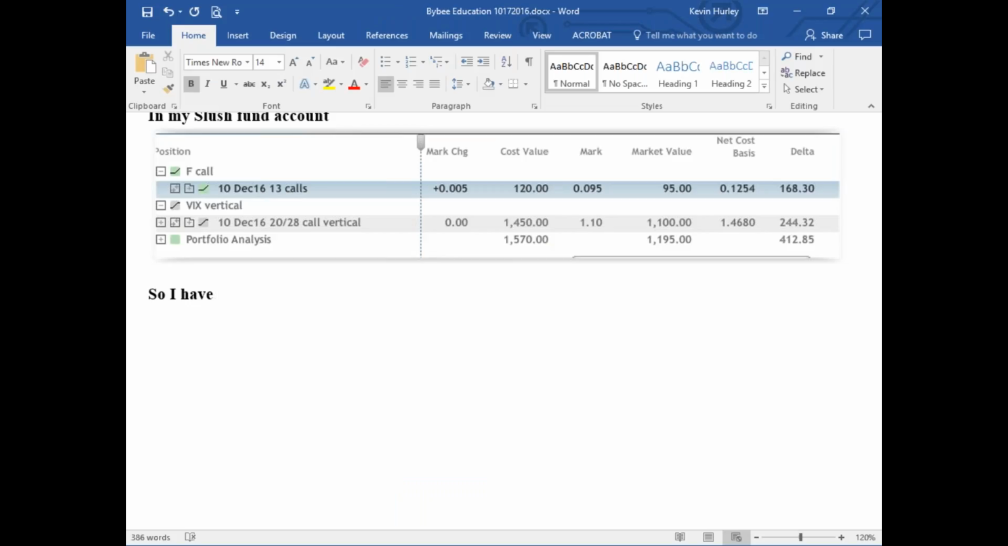So I have December 2016 $13 long calls that I paid roughly 12 cents, 12 and a half cents for a week ago.